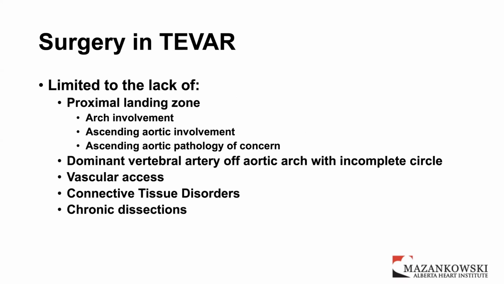and TEVAR, I should say, is limited to when you don't have a landing zone, meaning you have arch involvement, or you have a dominant left vert coming off the arch. There's ascending aortic involvement, which is a B0 dissection or a type B with retrograde extension, or the ascending aorta is pathologic, meaning it's 55 millimeters, 45 millimeters, something that the endovascular surgeons can be concerned about. As I said, with a dominant vert or incomplete circle, you're not going to want to cover that recklessly without doing some sort of either interposition or transposition of that dominant vert, the left vert.